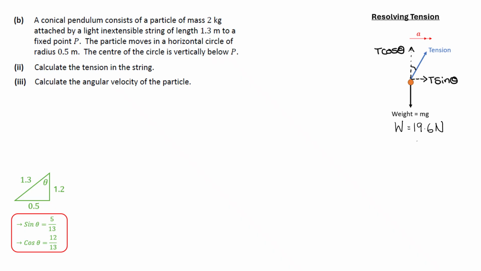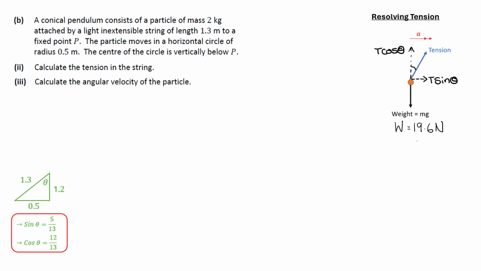So the next two questions are quite standard for our horizontal circular motion. We're being asked to find the tension and then calculate the angular velocity of the particle. So I've pulled in our resolved diagram here. We have all the bits that we need, and I've pulled in my sine and cos that we've calculated.